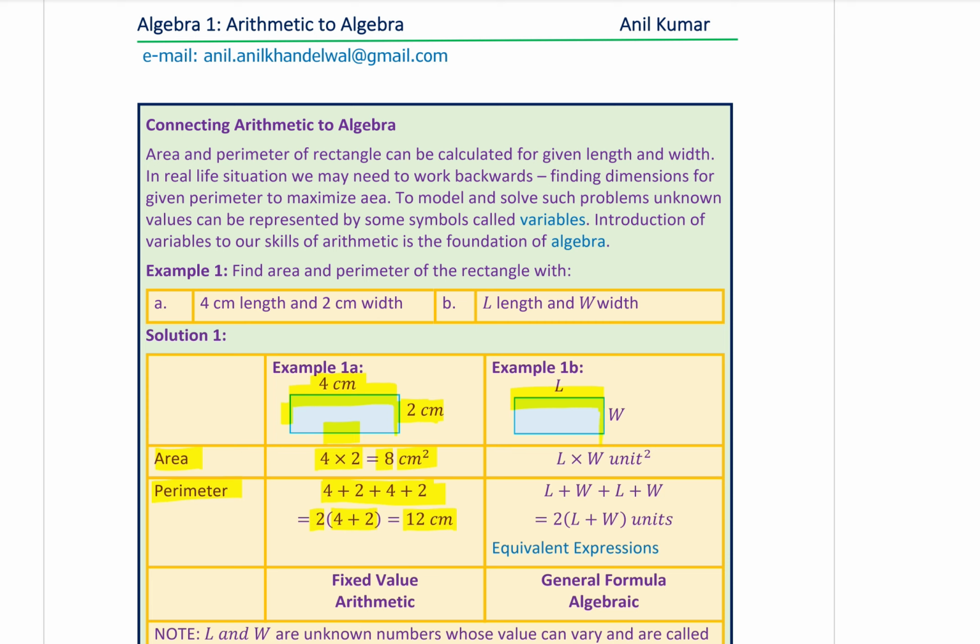Simple, since the length and width were given to us. Now, there could be many real life situations where, let's say, we have a garden and we want to make a garden with an area of 20 meters square. What should be the length and width? Now, that is the real life situation. That is to say that we know the area, we don't know the dimensions, what are length and width.